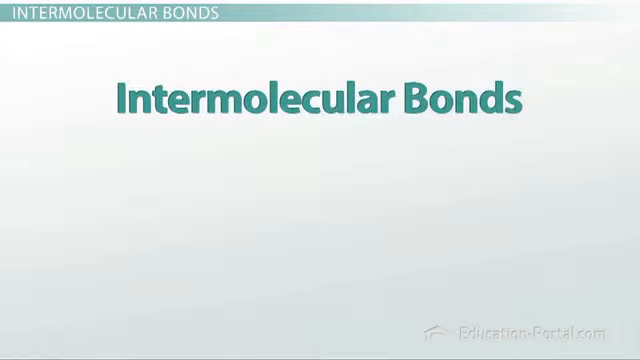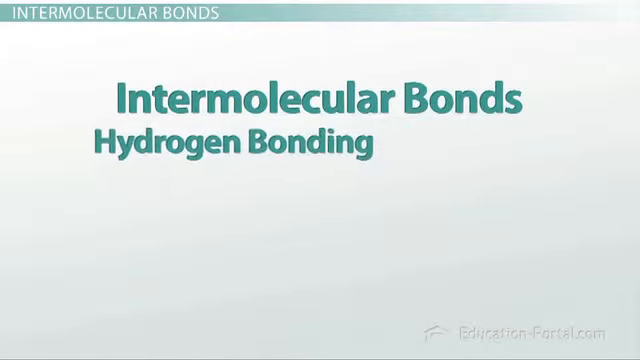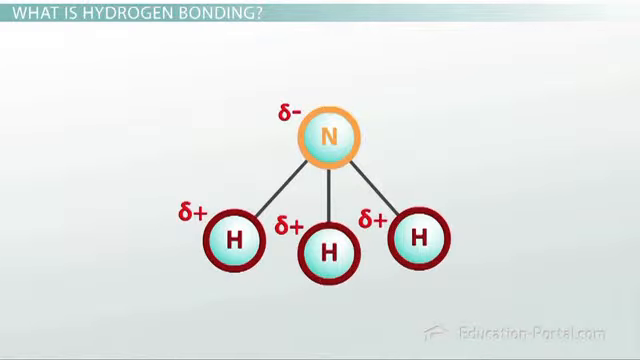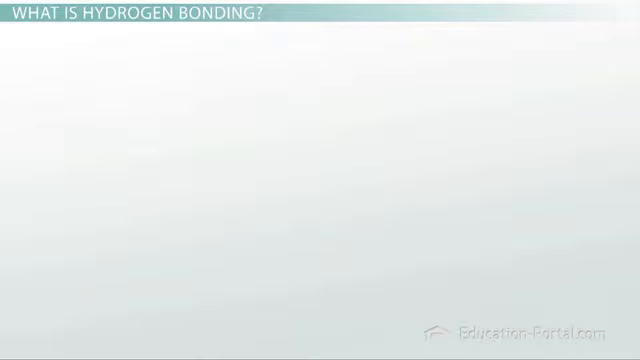So if we talk about intermolecular bonds, one of the major intermolecular bonds that plays a significant role in biology is hydrogen bonding. What is hydrogen bonding? Well, we talked about partial charges that can be produced within a molecule. A partial charge means that the electrons are moving towards one of the atoms, giving a partial positive charge to one atom and a partial negative charge to the other.